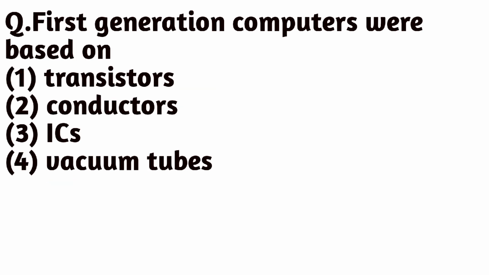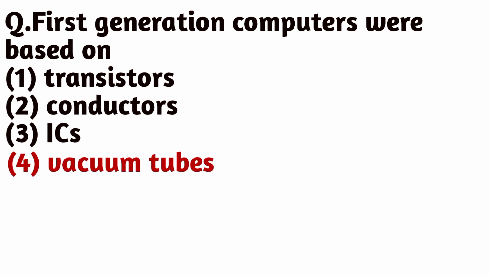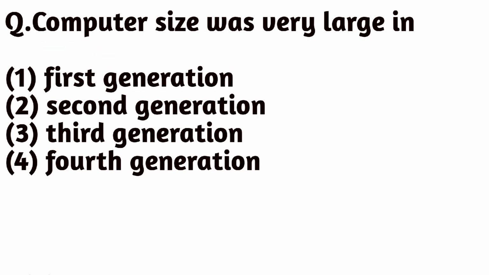First generation computers were based on option 1 transistors, 2 conductors, 3 integrated circuits and option 4 vacuum tubes. The correct answer is option 4 vacuum tubes.